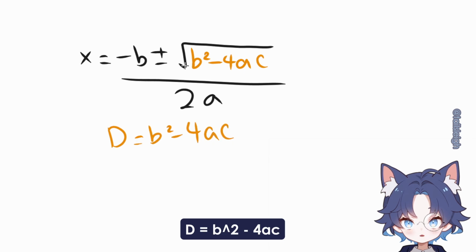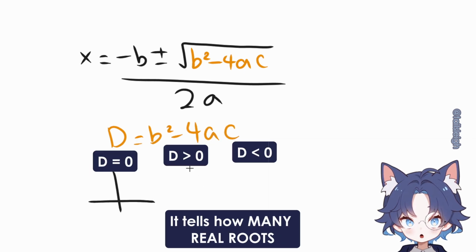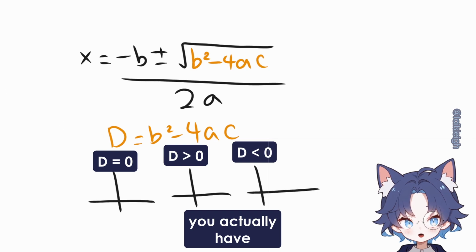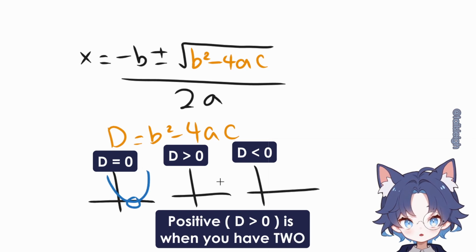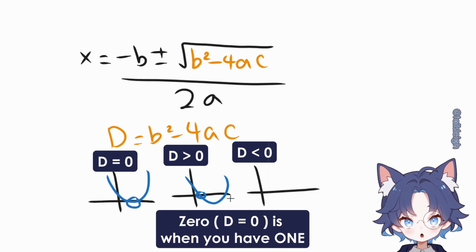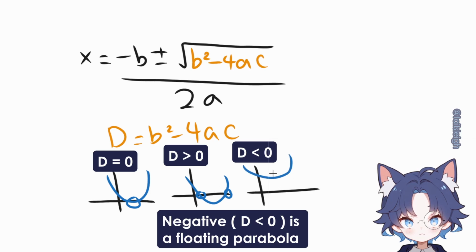Discriminants. D = b^2 - 4ac. It tells you how many real roots you actually have. Positive is when you have 2 roots. 0 is when you have 1. And negative is a floating parabola.